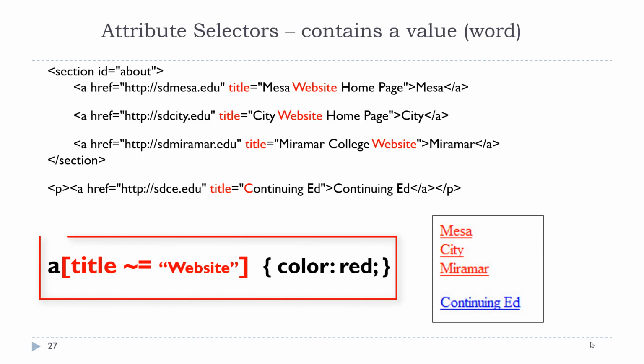We have another variation on the attribute selector. We can apply a style based on if the value of that attribute contains a specific word, and that is referenced using the tilde equal. And here you see where we're specifying a specific word, website, and you can see that there are 3 matches where that style would apply.